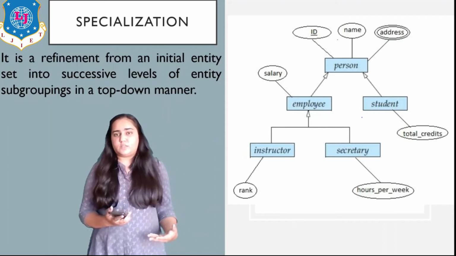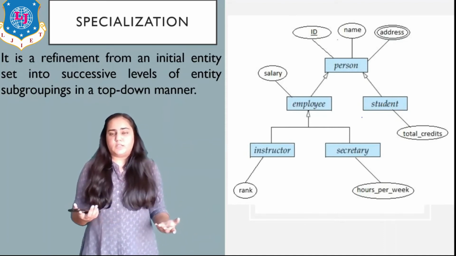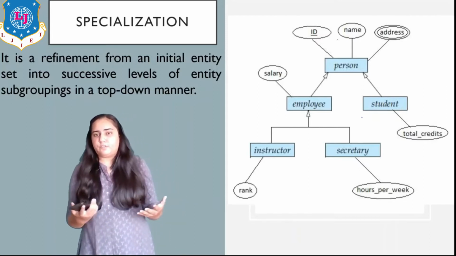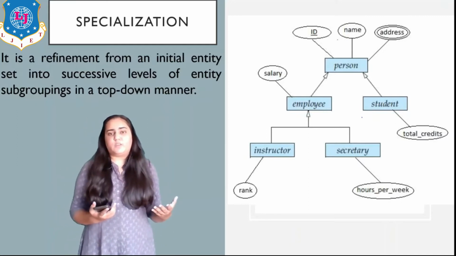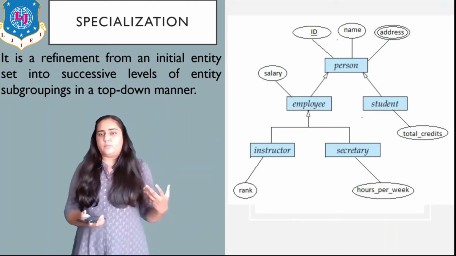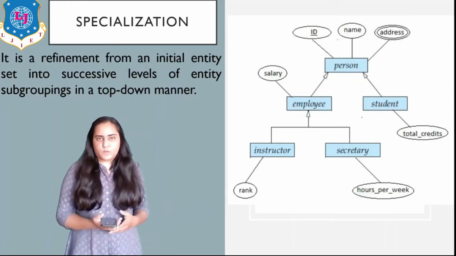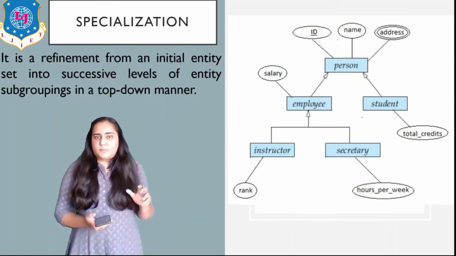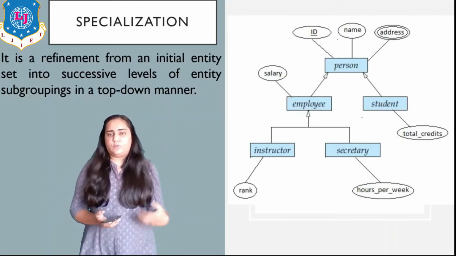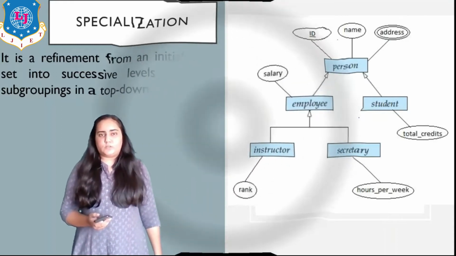You can further classify an employee into an instructor and a secretary because they too have different attributes. For example, an instructor has a rank attribute that's not available with a secretary, and a secretary has total number of hours per week, which is not the case for an instructor. So this top-down approach, where from the top you start refining and creating more entities, classifying, is known as specialization.